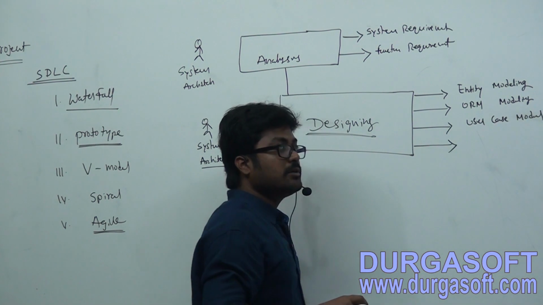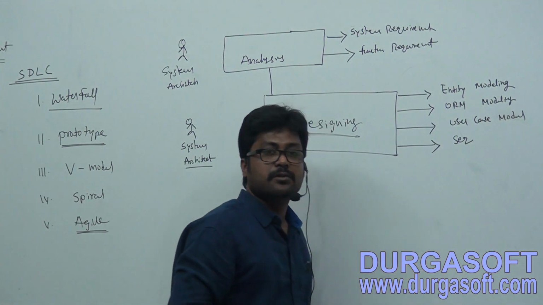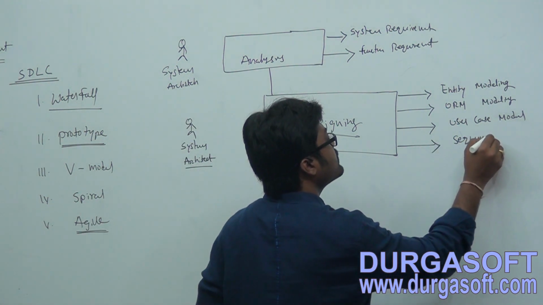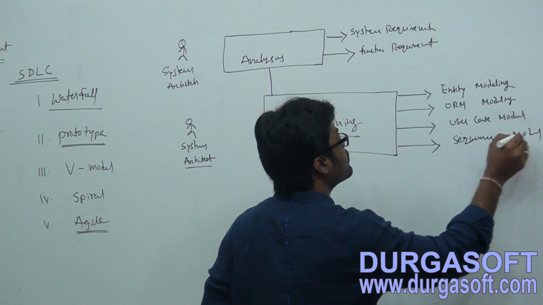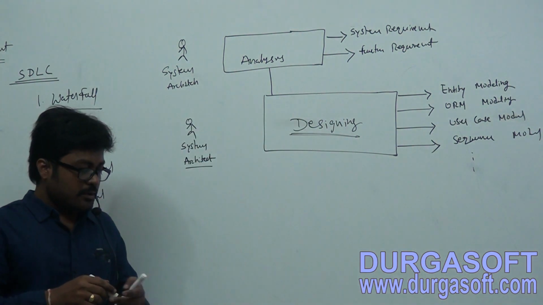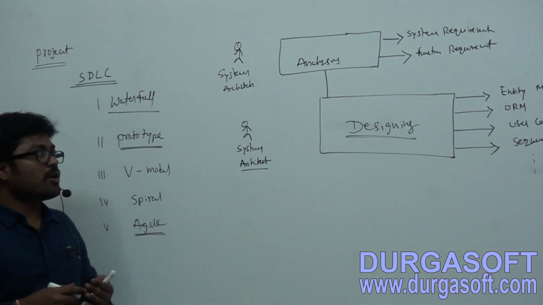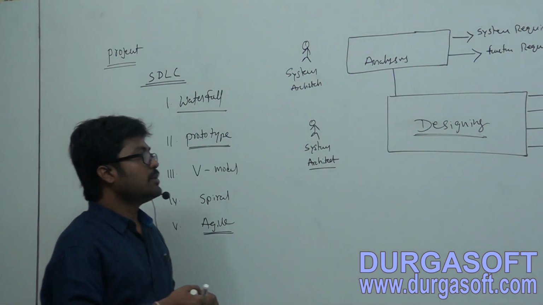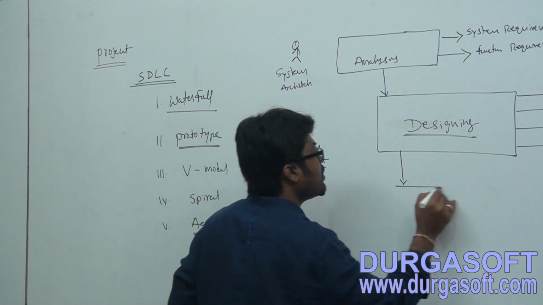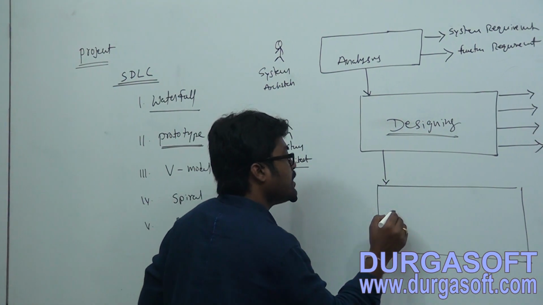And what else do they need to provide? We have some sequences, collaborations. Those kinds of designs they need to provide: sequence models, collaborations. Those things they need to provide under the designing documentation. After getting all these, we need to start implementation. Who will do this implementation part? The developer will be involved in this phase, implementation.